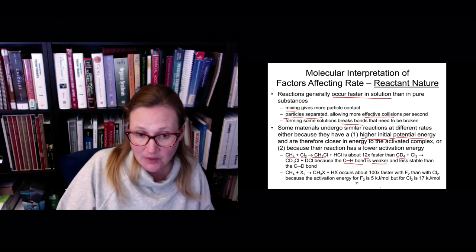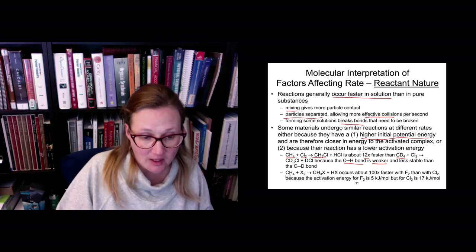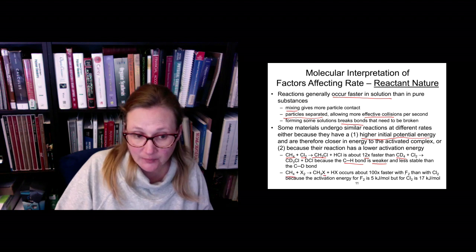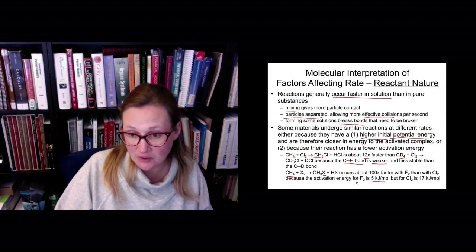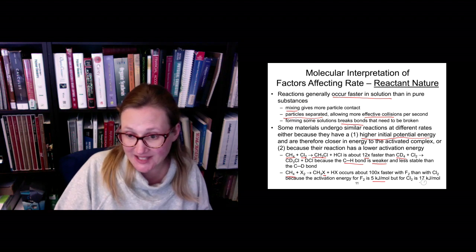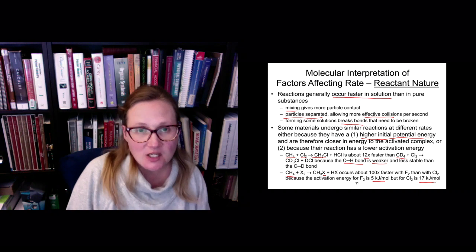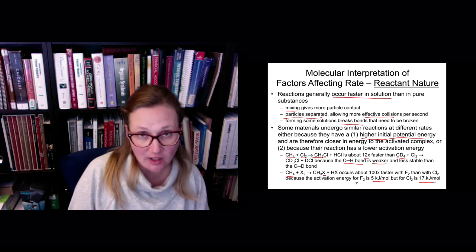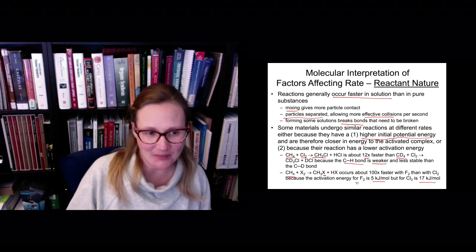Another example is the fluorination or chlorination of methane, where X is either fluorine or chlorine. If we look at the activation energy, for fluorine it's 5 kilojoules per mole, but for chlorine it's 17 kilojoules per mole. So the reaction is going to be much faster for fluorine, with the lower activation energy, than for chlorine, which has the higher activation energy.